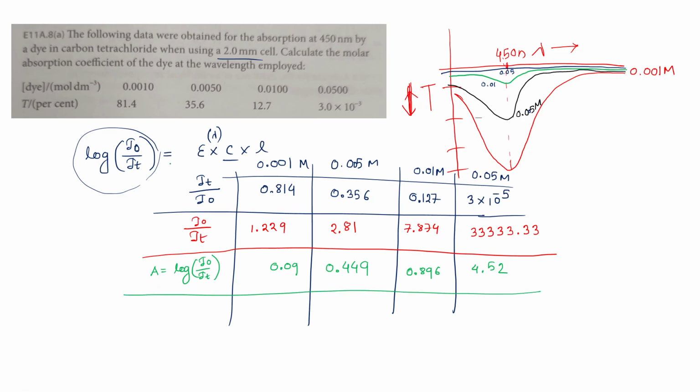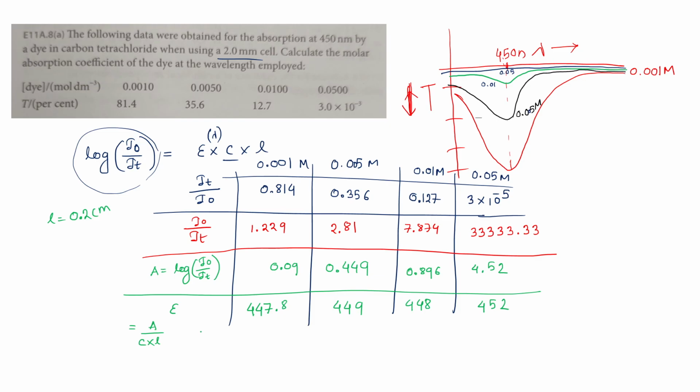Now what next? Your epsilon. Epsilon is nothing but this absorbance by C into L. L is given. L is 0.2 centimeter. C is already given from above, right? So you are going to see a value. I will directly write it here. For this case you are going to see a value of 449, and then you are again going to see a value of 448, and again a value of 452.